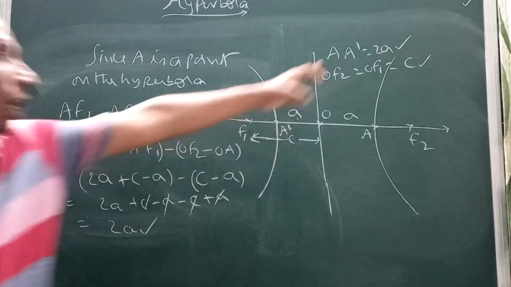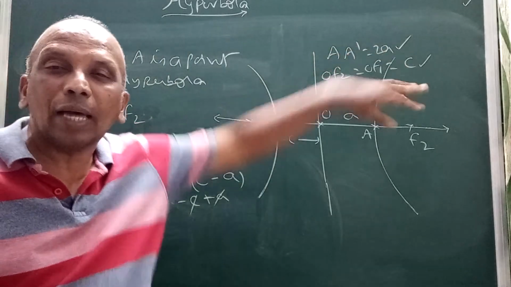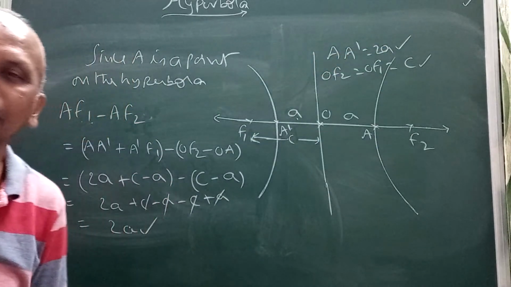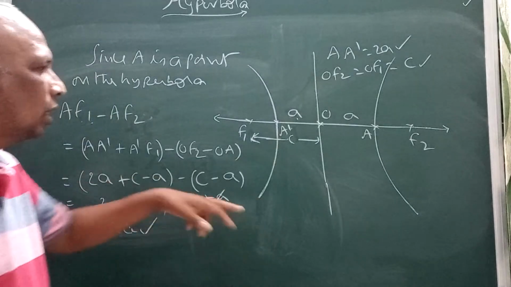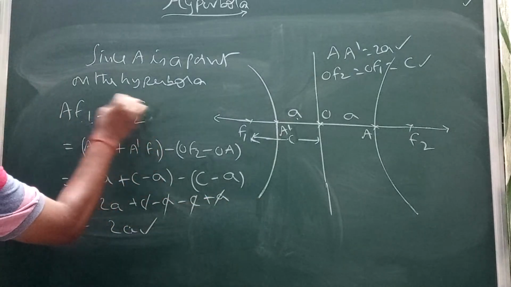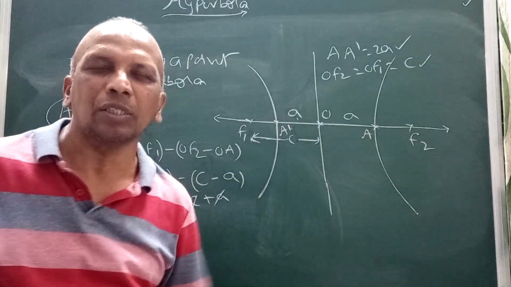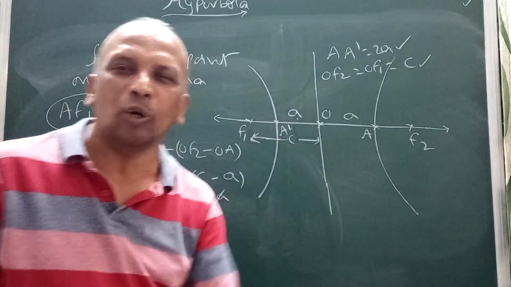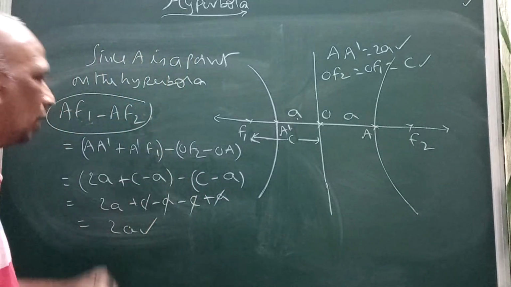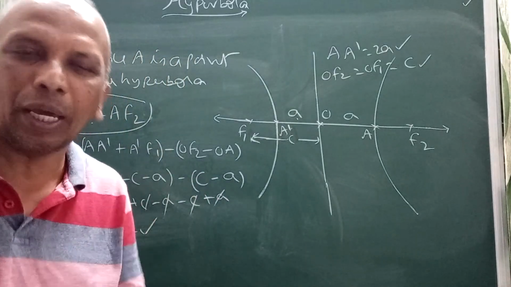What is 2A? Length of the transverse axis. Always the length of the transverse axis. See, this is called the difference of the focal distances: A F1 focal distance, A F2 focal distance. The difference of focal distance is always constant, which is equal to 2A.